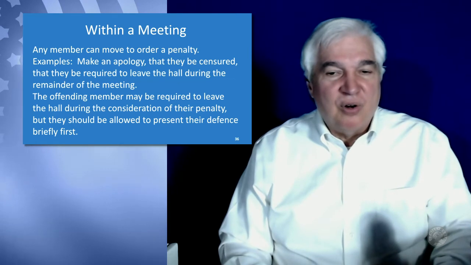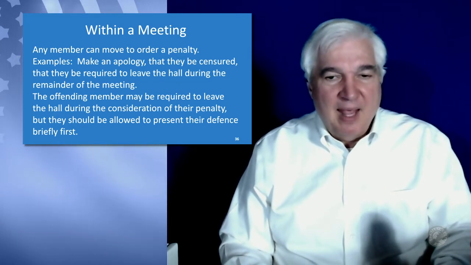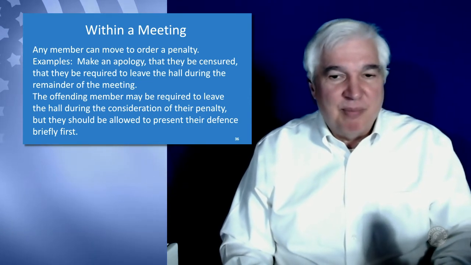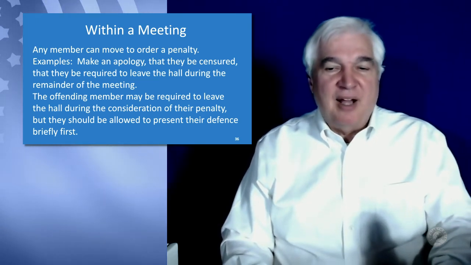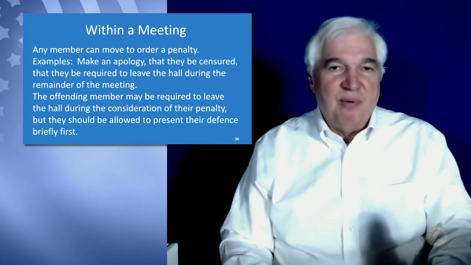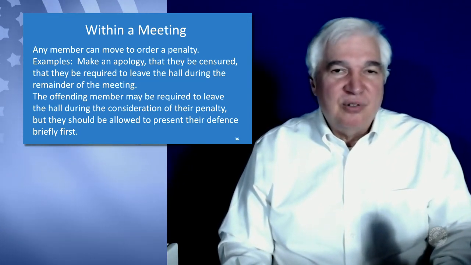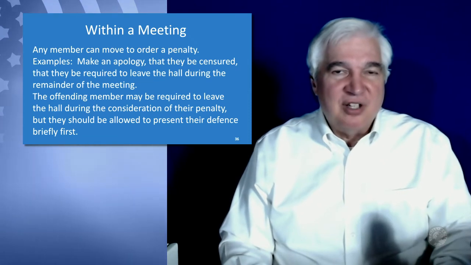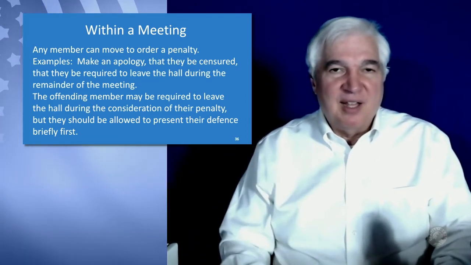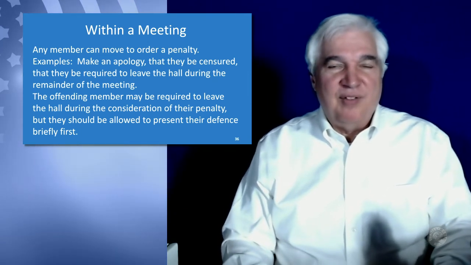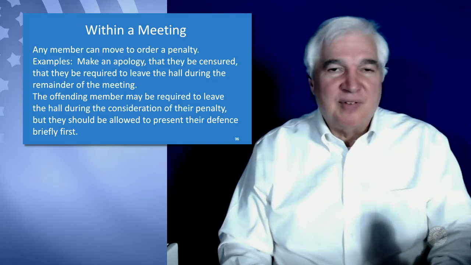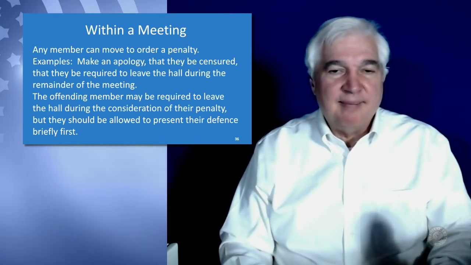You can also order them to leave the meeting. The offending member may be required to leave the meeting during the consideration of their penalty, but they should first be allowed to present their defense briefly. So if they were ascribing motives to someone's actions, then they can defend their words. But if the assembly agrees that they need to leave the meeting for the balance of the discussion, so it can be done with some level of confidentiality, you can do that.